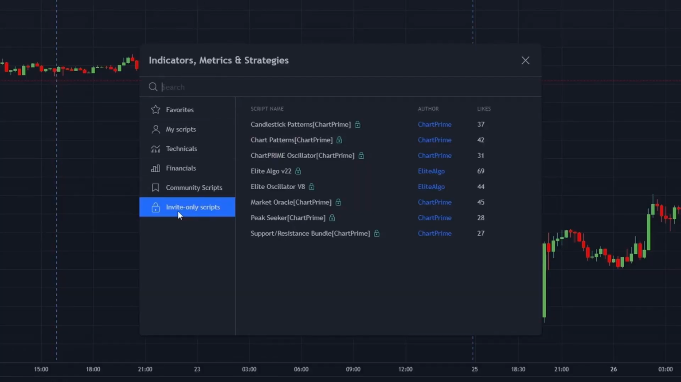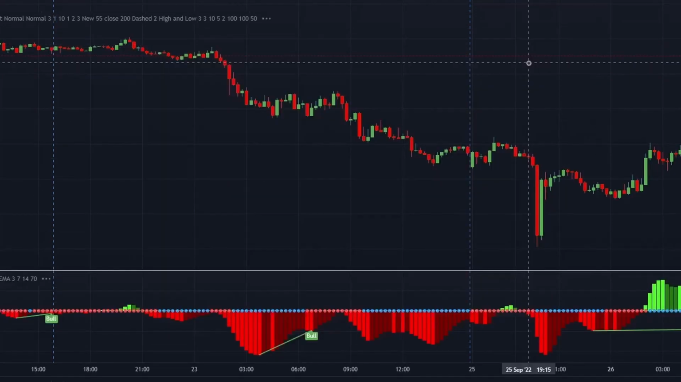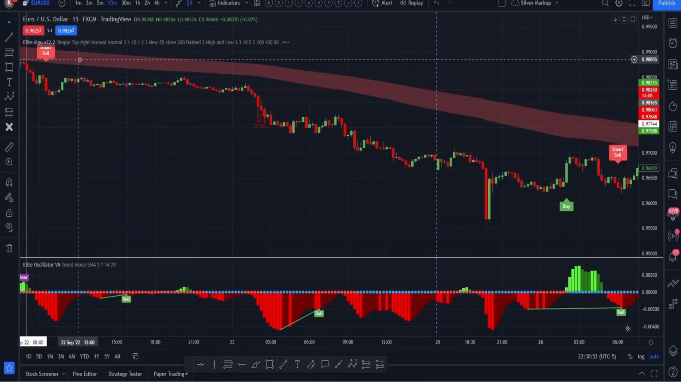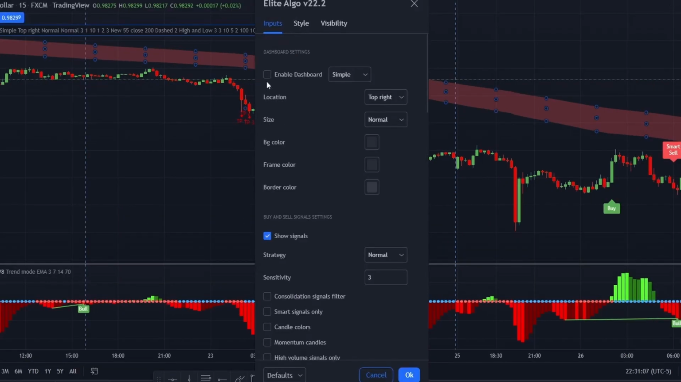You'll go into invite only and you'll see the Elite Algo system and the Elite Algo oscillator. As you can see, it doesn't look the exact same as when I first started this video. That means we have to make some changes, because it's not going to be the default settings that you use to get this strategy. We're going to have to make a couple changes.